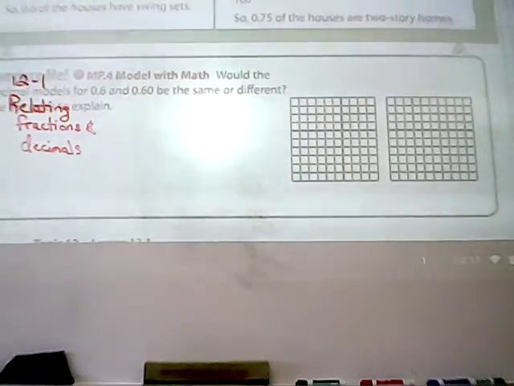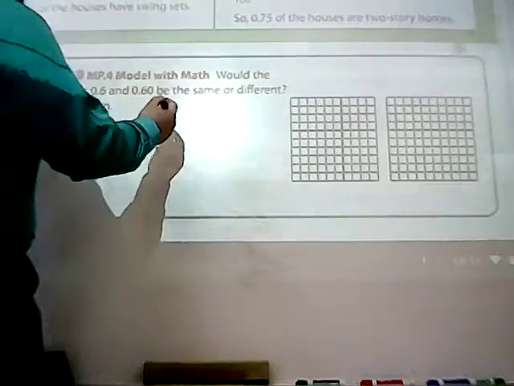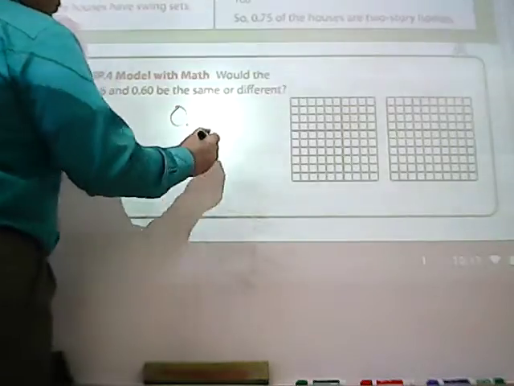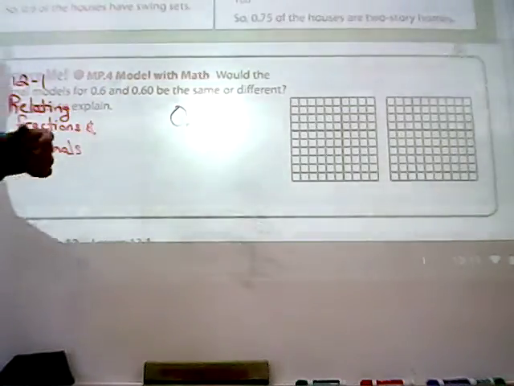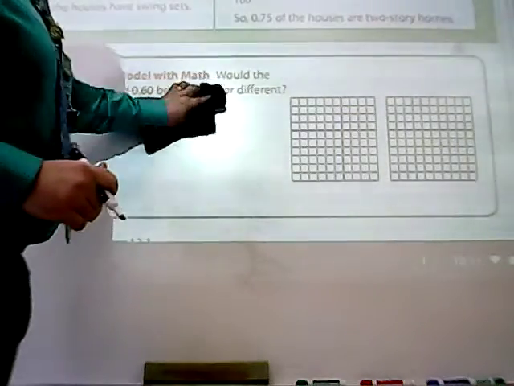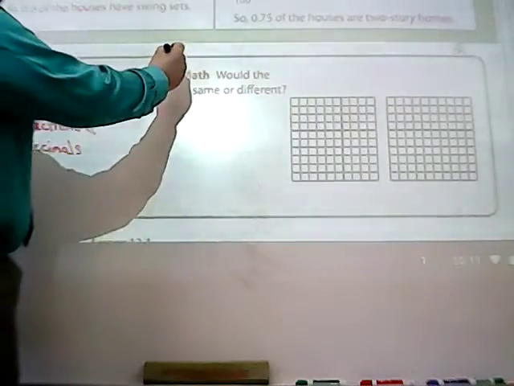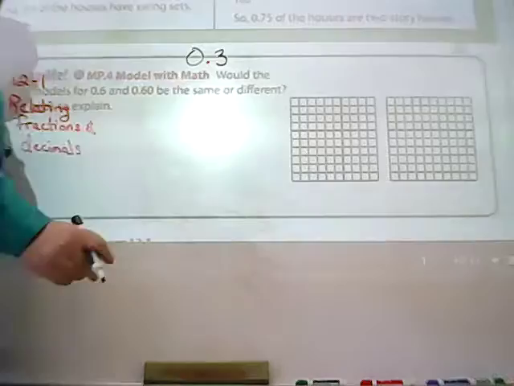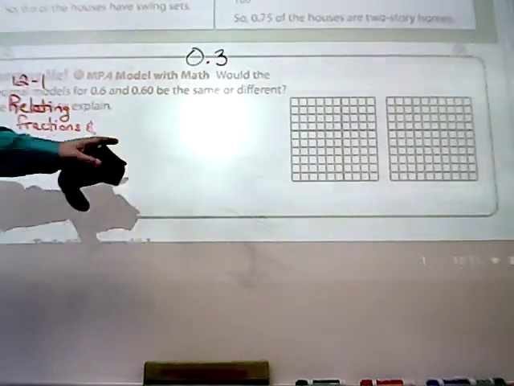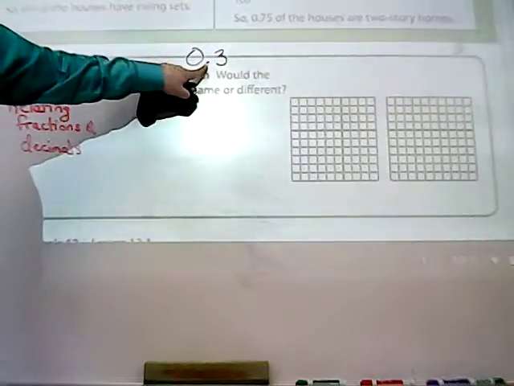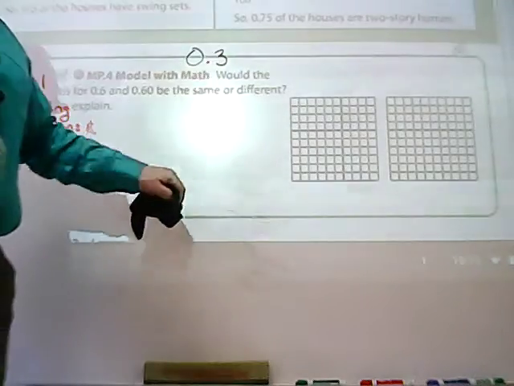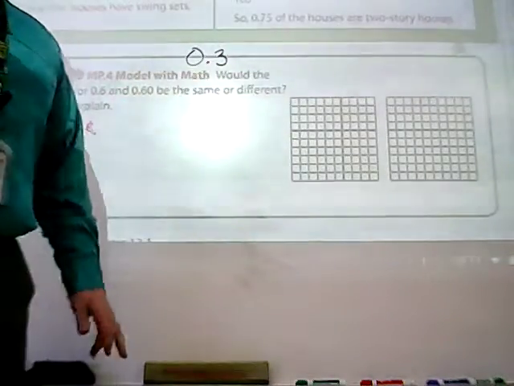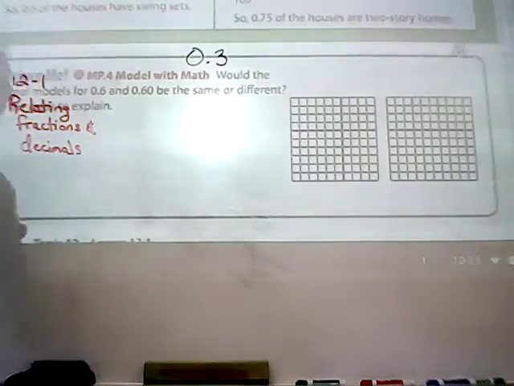Now, if I wanted to draw a picture of what 0.3 would look like for you, I want to draw 0.3 or 0 and 3/10. Well, how in the world can I do that with a grid that's broken into 100 pieces? Here's how.